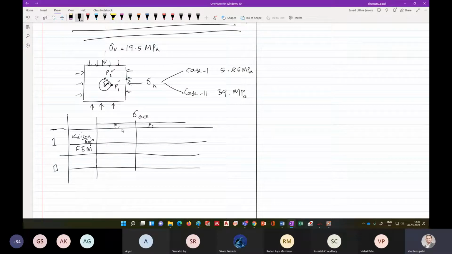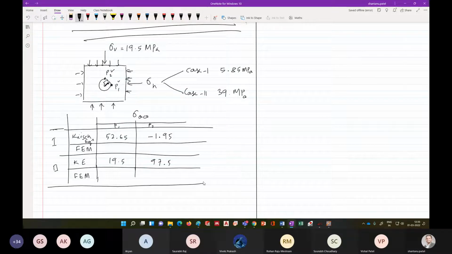Okay, so for the first case, what we got was 52.65 and minus 1.95, and then the Kirsch equation is giving again 19.5, and this is 97.5. Okay, so we learned up to here. Does anybody have any question up to here? Anyone? No? Okay.